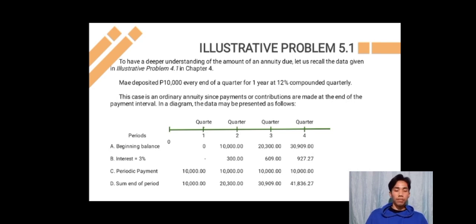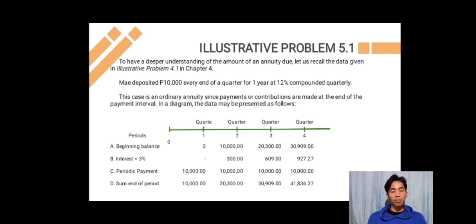Makikita natin dito merong quarter 1, 2, 3, 4. Makikita rin natin dito yung A, B, C, D. So, sa A, beginning balance. B, interest. 3% kasi ito yung hinati sa 4 yung 12%. Kaya 3% yung ating interest. So, periodic payment. Periodic payment natin is 10,000 and sum of end of period, ito yung total na bayad niya sa every period.